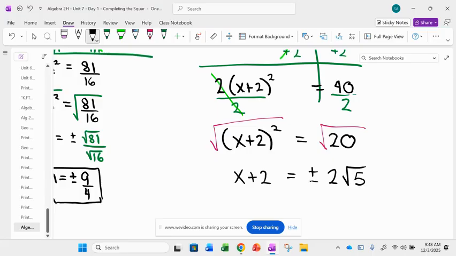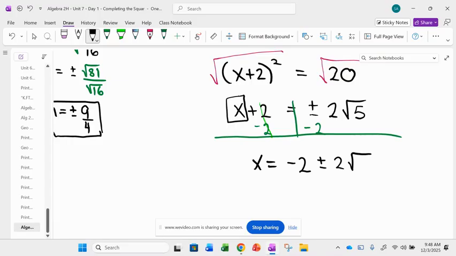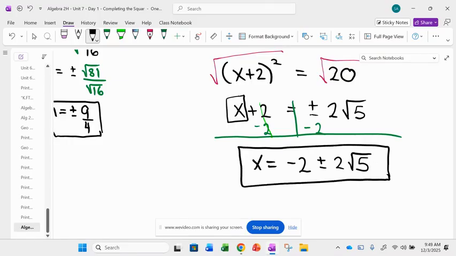Am I finished? No, because we're solving for x, so I'm not done. We still have that plus 2. To get rid of that plus 2, wouldn't I just minus 2 on both sides? So this is going to be x is equal to negative 2 plus or minus 2 root 5. They are not like terms, so I cannot combine them. So I have to stop here.